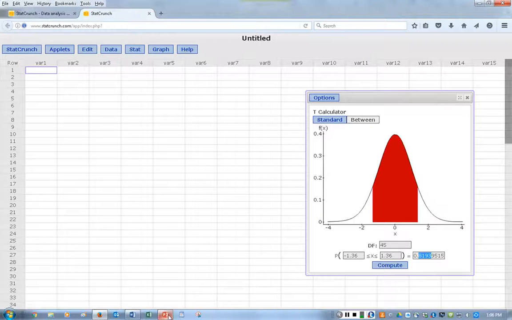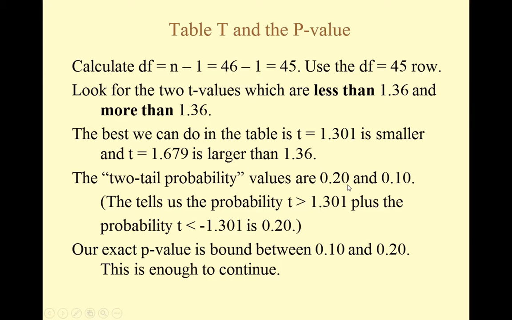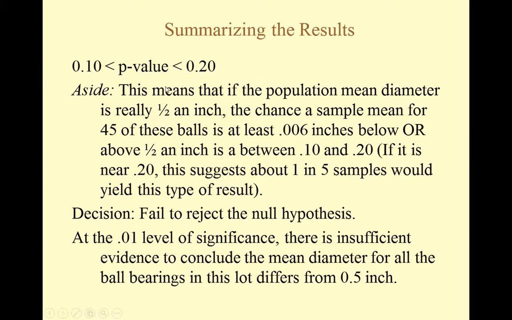Notice in PowerPoint though, let's go back here, that the only thing I can do using a table is say it's between 0.10 and 0.20, okay, but that's still good enough for me to make my decision. So the exact p-value is somewhere between those, or we calculated it out, but either way that's enough to make my decision and write my summary. So the p-value being between 0.10 and 0.20 means my decision is to fail to reject the null hypothesis. It's not small enough, right? It's not less than that 0.01.